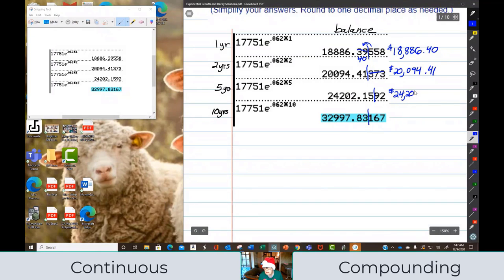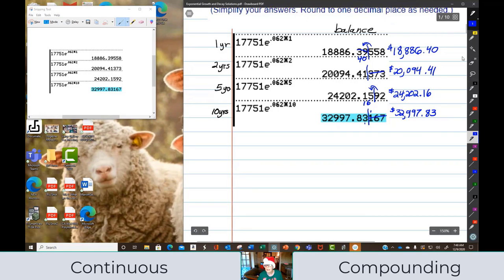Now, after 5 years, your balance is going to be $24,202. And my two decimal places go out to the 1, 5. 5 is my second decimal place. This 9 will cause the 5 to move up to a 6. So the number of cents I have is 16. And then finally, the second decimal place is 3, and the 1 will not cause the 3 to move up to a 4. So I will just drop off the 167, and my answer will be $32,997.83.